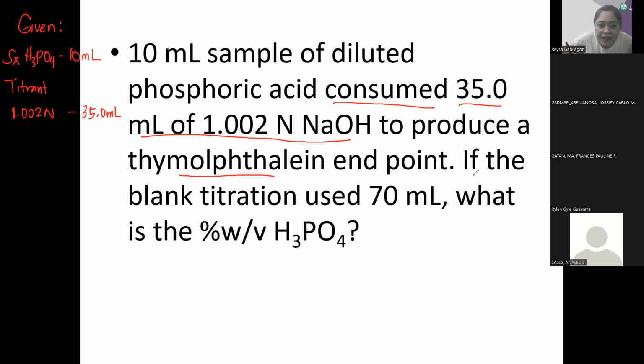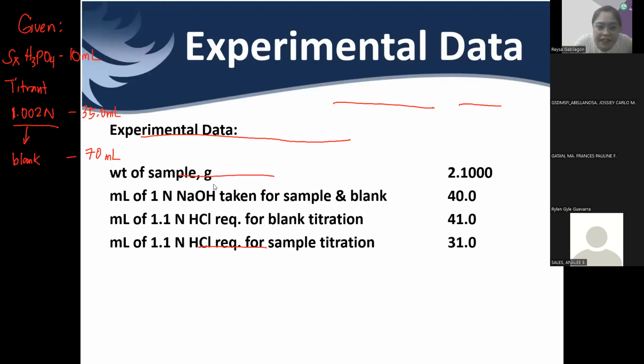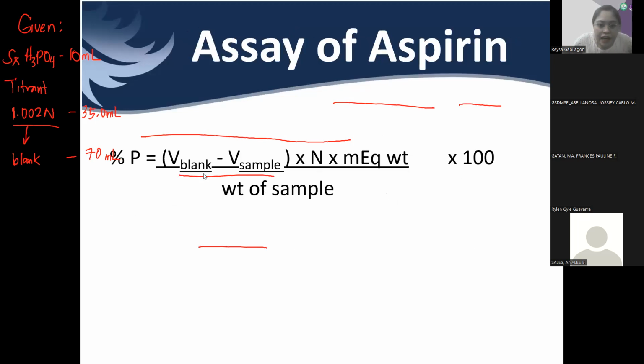Now, there is a blank titration here. During the blank titration, the same titrant, the same normality, but for the volume, it consumed 70 ml. Now, what is asked in the problem is the percent weight per volume. Now, what is the difference from our previous problem? In our previous problem, the sample is given in grams. Okay, again, the sample is given in grams. But we are going to use the same formula here.